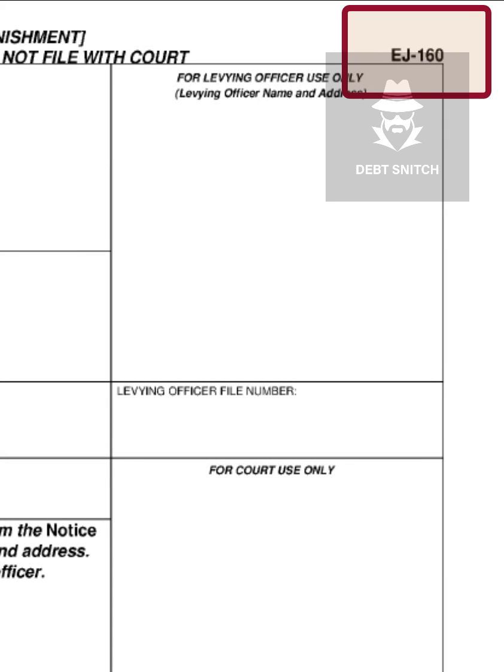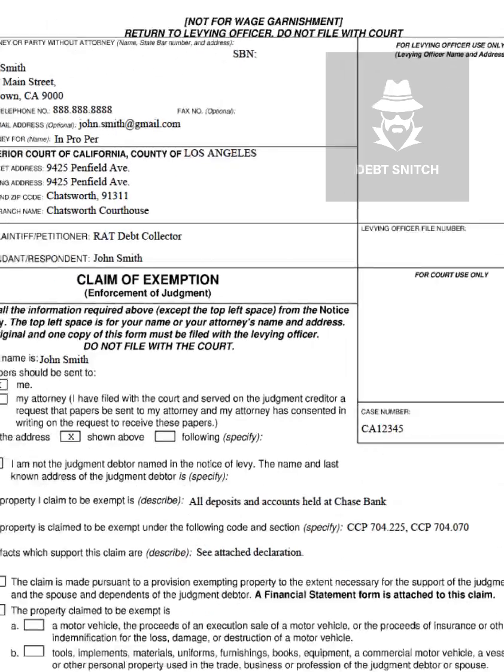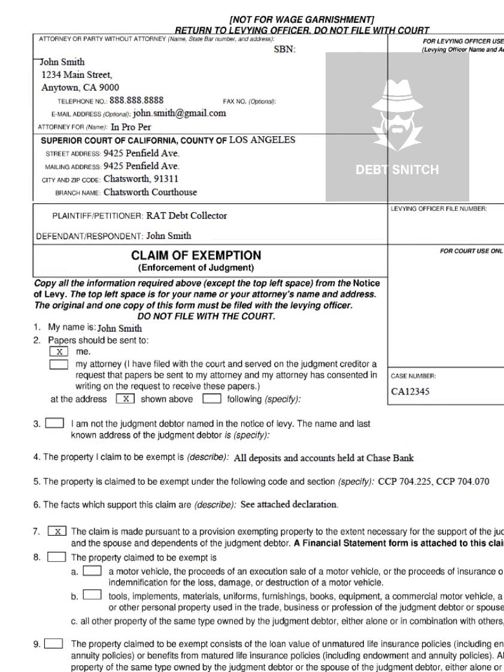And I need to be careful I don't use Form WG-006, which is for a wage garnishment. I'm also going to need a financial information form and a declaration, and I'm going to cover both of those in a separate video. Those are Forms EJ-165 and Form MC-030, but again, I'll get to that after this video.